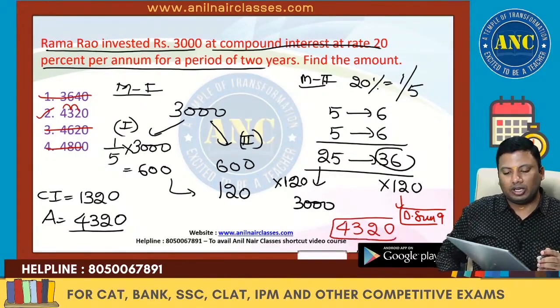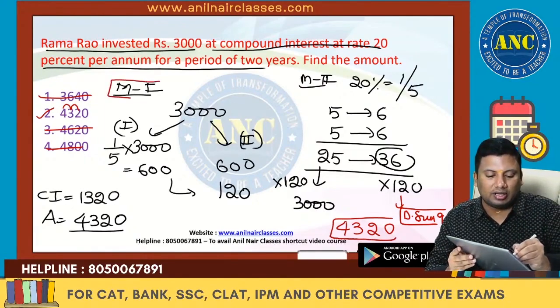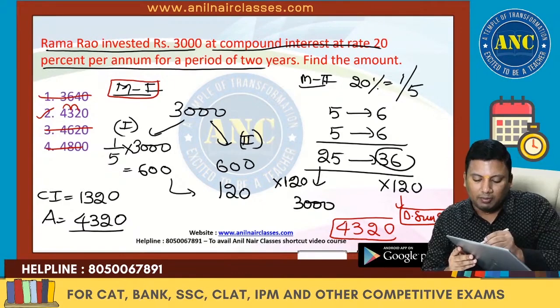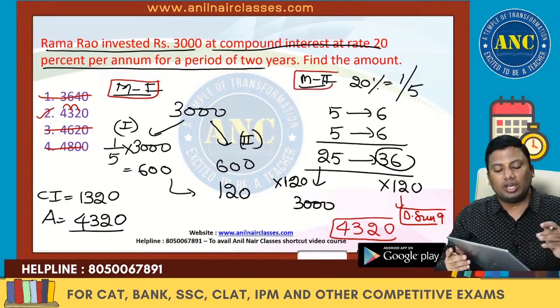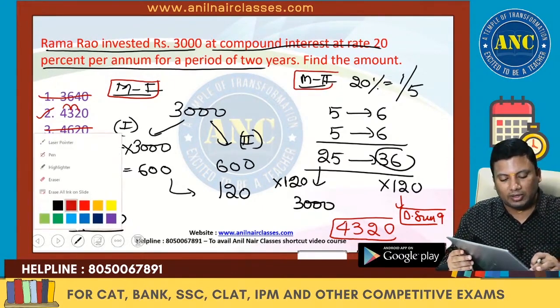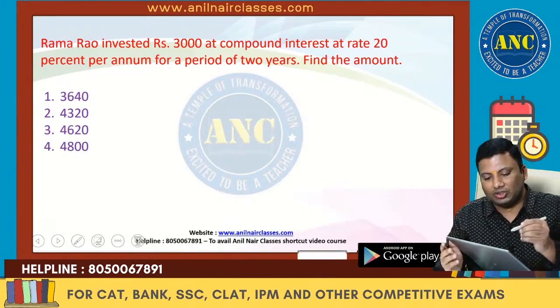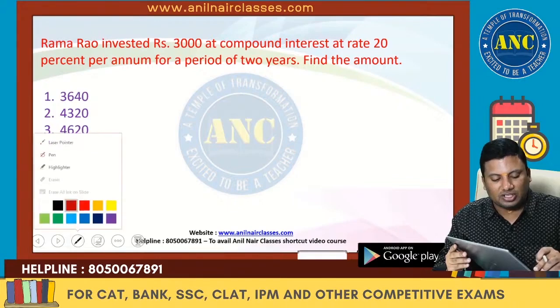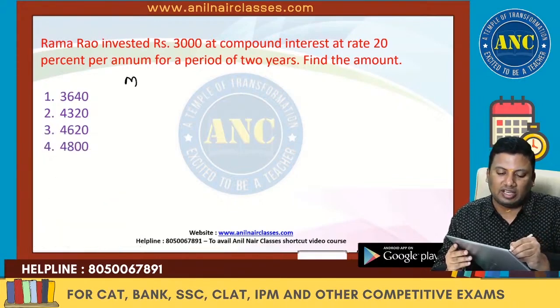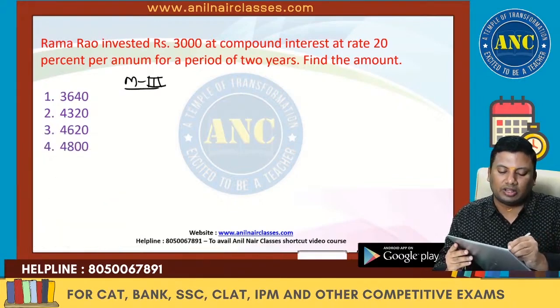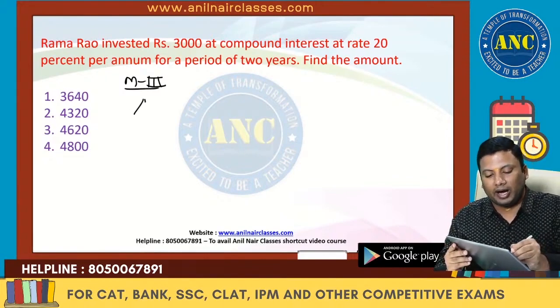Answer is 4320. Method 1 is nothing but interest on interest method. Method 2 is nothing but the change method. Method 3, can I use digital sum? First two problems, right? I'll just give you an idea. Then you decide which method to choose depending upon your practice.